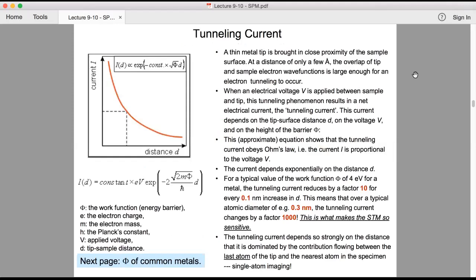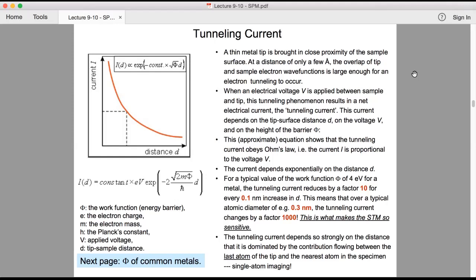So this tunneling current happens when a thin metal tip is brought in close proximity of the sample surface. At a distance of only a few angstroms, this will be successful. So you can see how closely they are situated. The overlap of the tip and the sample electron wave function is large enough for electron tunneling to occur, right? If the distance is too great, like let's say nanometer level, then this is not going to happen. Then we supply an electric voltage between the sample and the tip, and this tunneling phenomenon results in a net electrical current we call the tunneling current.